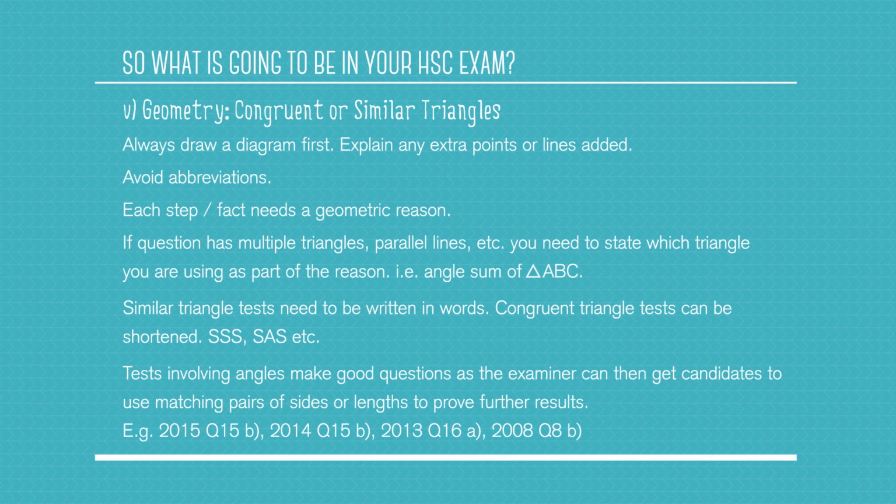In 2015, it was question 15 part B. In 2014, it was 15 part B. In 2013, it was 16 part C. In 2012, it was 16 part A. They're all good examples of questions where you firstly prove a pair of triangles are similar, equiangular, and then in the second part of that question, we use the sides are in the same ratio and then go on and prove something else. And once again, please write your geometric reasons in full words.